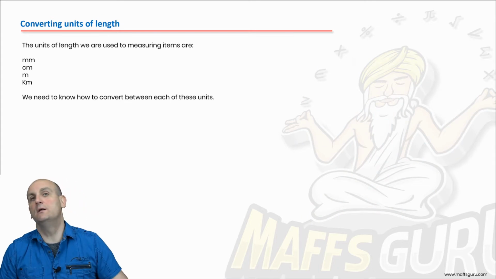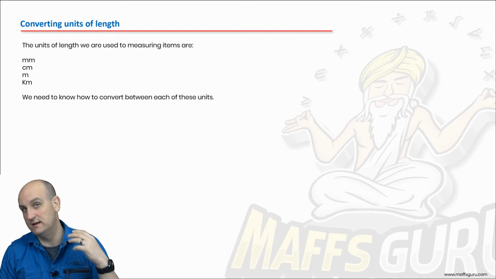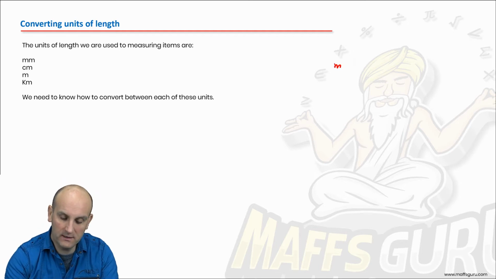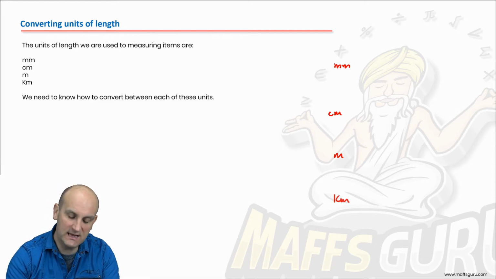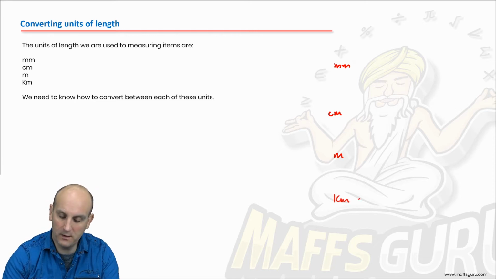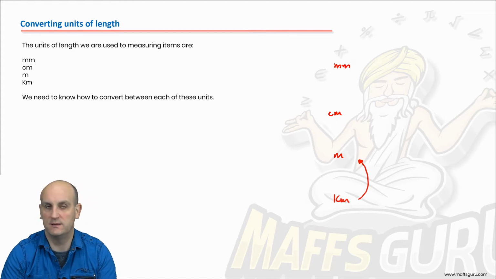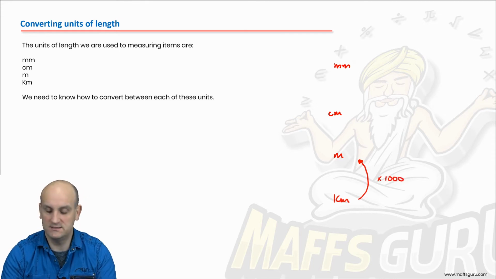Now you've got to be able to convert between millimeters, centimeters, meters, and kilometers. It is relatively simple if you can remember it. If not, put it in your summary book. So I'm going to write them as millimeters, centimeters, meters, and kilometers. And the first question is, if I want to go from kilometers to meters, what do I do? Well, there's 1,000 meters in a kilometer. So if I times by 1,000, I can go from kilometers to meters.